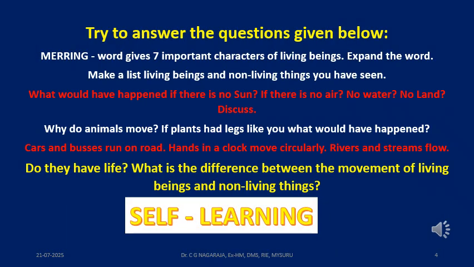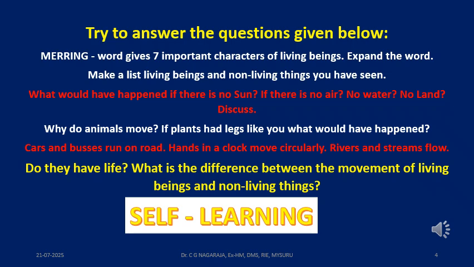Okay, now let's get started. So I've listed a couple of questions here, as you can see on the slide. So try to answer them however you know. Question 1. The word merring, which is spelled M-E-R-R-I-N-G. So this word merring is an acronym. So acronym means that the beginning of each word has a different meaning, right? So the word merring has seven letters. So I want you to expand the word.